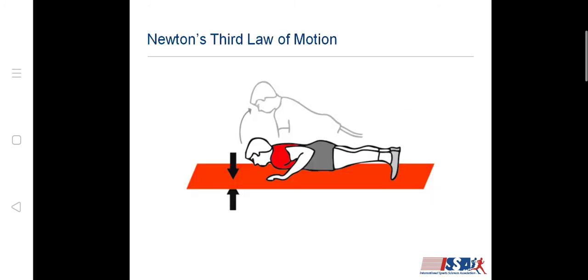Newton's third law of motion states that objects in contact exert equal and opposite forces on each other. This law can be demonstrated in the push-up. When performing a push-up, you push against the floor with your hands. The floor, in turn, pushes against you.